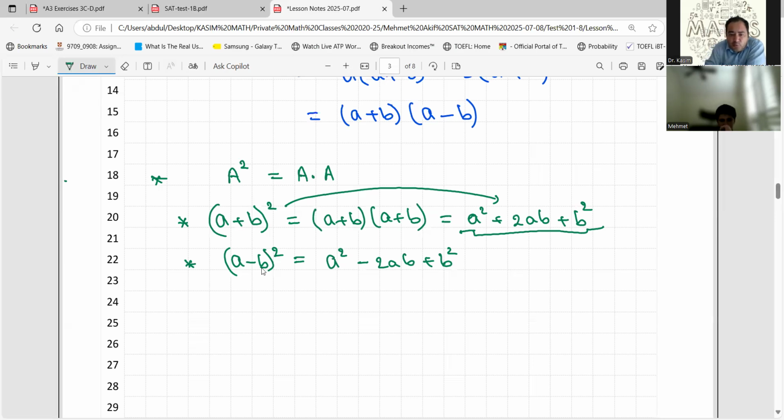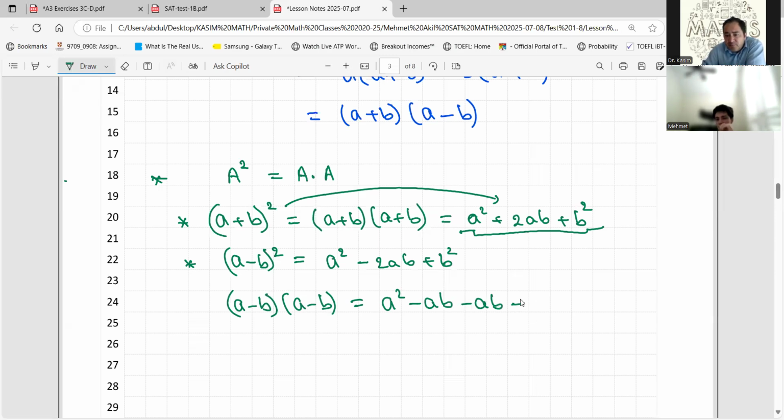Next one is how about (a minus b) squared? (a minus b) squared should be understood as (a minus b) times (a minus b). Last time we practiced this: if you just distribute one by one, a times a is a squared, a times negative b is negative ab, negative b times a is negative ba, that's also negative ab, and negative b times negative b is plus b squared, right? Now if you simplify this, a squared minus ab minus ab, which is minus 2ab, plus b squared.